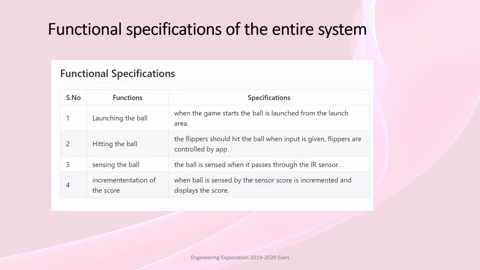Function specifications of the entire system. Launching the ball: when the game starts, the ball should be launched in the launch area. Hitting the ball: the flippers should hit the ball when the input is given. The flippers are controlled by an app through the Bluetooth module. Sensing the ball: the ball is sensed when it passes through an IR sensor. Incrementation of the score: when the ball is sensed by the sensor, the score is incremented and displayed.